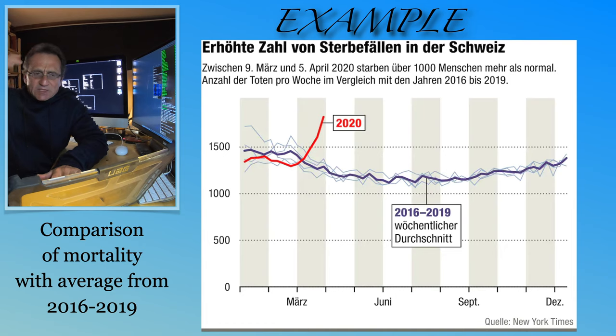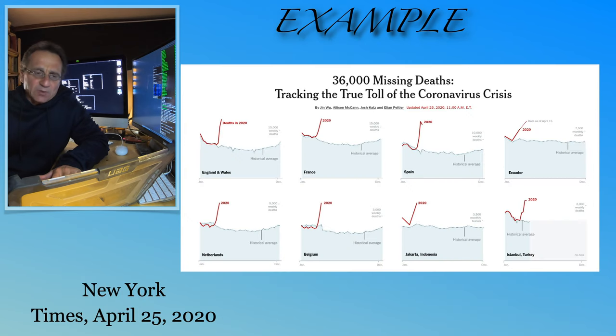The New York Times has published some statistics about how many more people die now than maybe in other years. This is data from Switzerland. It really looks terrible. If you look at it in other countries, it looks like this corona crisis has really killed a lot of people.